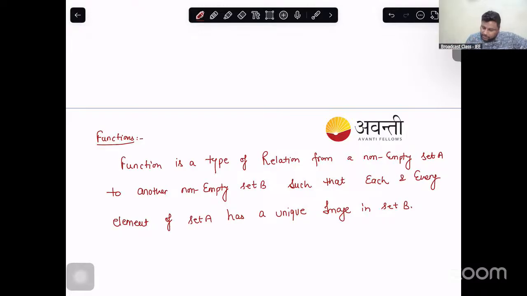Now, the important words here are each and every. Each and every element. And a unique image. Each and every element of set A has a unique image in set B. Am I clear? So a function is a type of relation from a non-empty set A to another non-empty set B such that each and every element of set A has a unique image in set B.